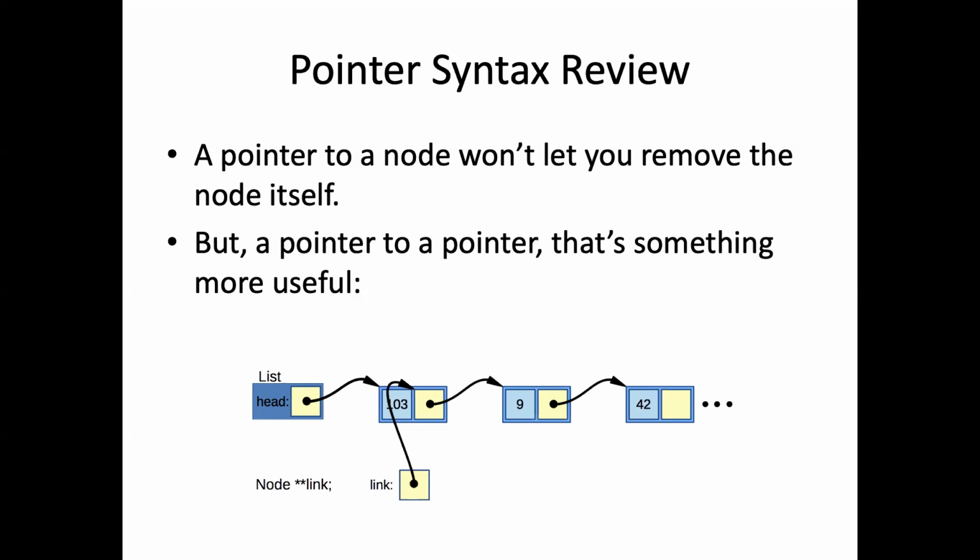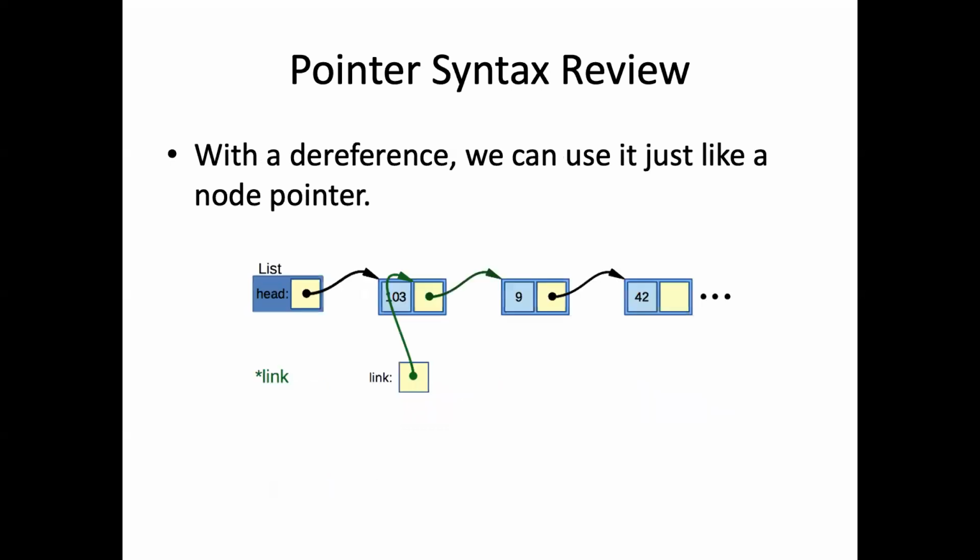then it would be just as good as a pointer to the node, or at least you could, with a little extra syntax, do everything with this link pointer that you could with a pointer that was pointing directly to the node. The reason I say that is if you just stick a star in front of it, it dereferences the link pointer, and then you get a copy of the pointer to the node. So if link is a pointer to the pointer to that node, then star link is a pointer to the node.